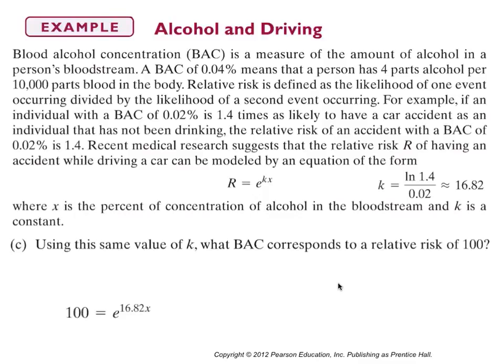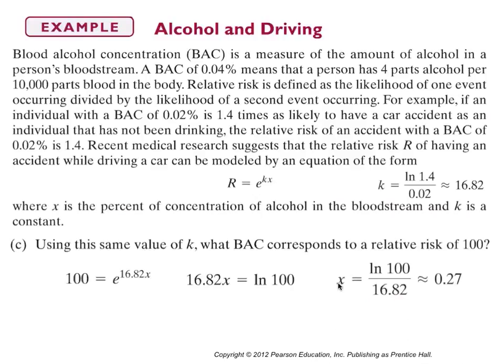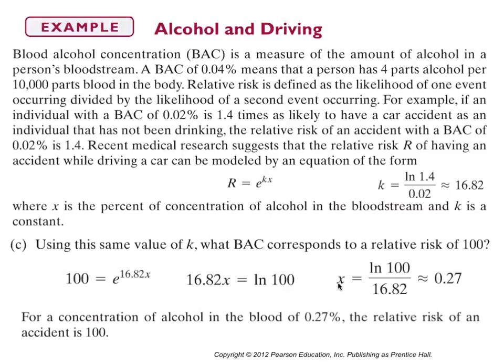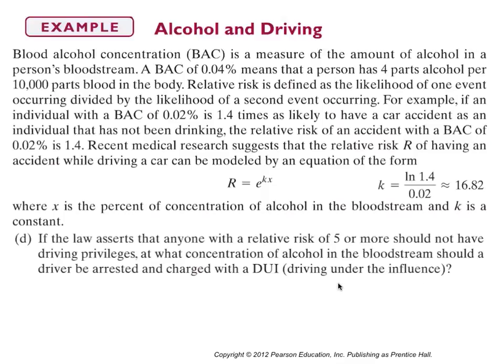So let's say that we want to use the same value of k and we want to know what blood alcohol concentration corresponds to a relative risk of 100. What we would do is substitute 100 in for R, and again change it to a logarithmic equation. So we have 16.82x equals ln of 100, and then divide by 16.82 and we get 0.27. So it means that for a concentration of alcohol of 0.27%, the relative risk of an accident is 100.